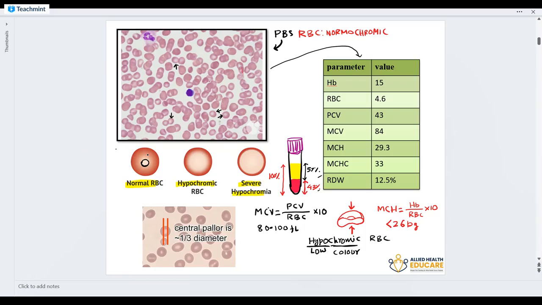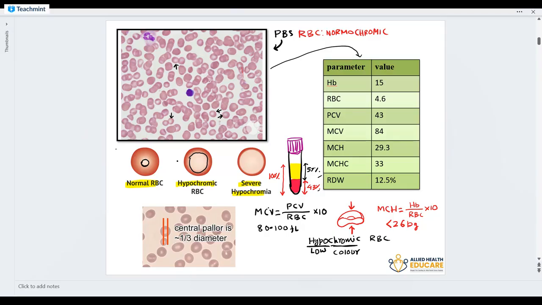Next, move to the second picture. Here, the central pallor region is much broader, and it is obviously greater than 1/3 of the diameter. From this picture, we can understand that in case of hypochromic RBC, there is a deficiency of hemoglobin in the RBC. So it is called hypochromic RBC. In hypochromic RBC, the central pallor must be greater than 1/3 of the diameter.